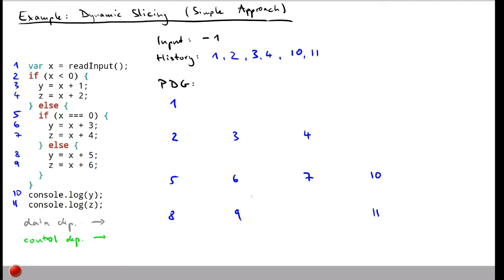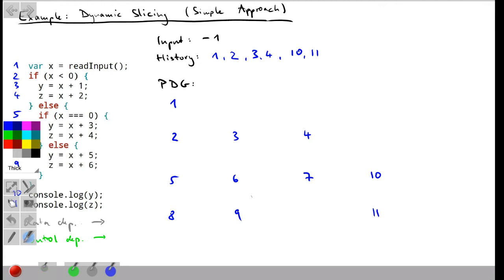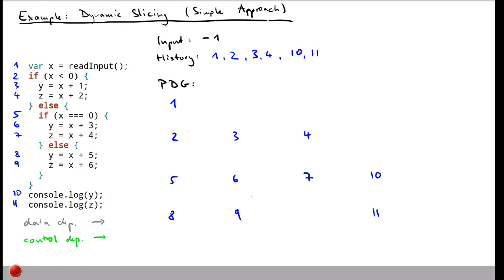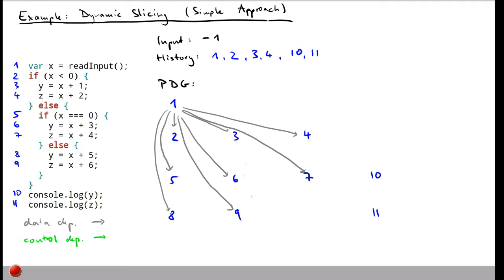So let's have a look at these dependencies, and let's start with the data dependencies. So at line one, we are defining x, which is then used almost everywhere else. For example, at two and at three and also at four and also at five and also at six and seven and eight and nine. And that's it for x.